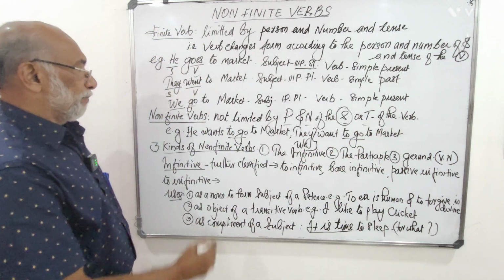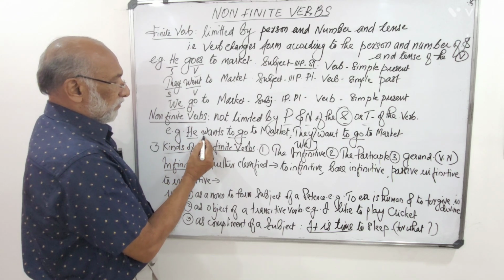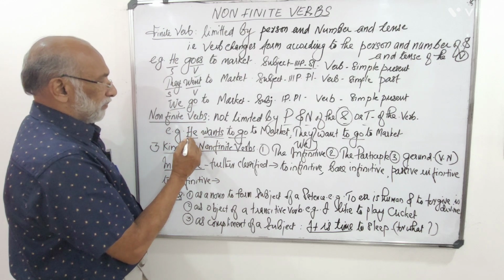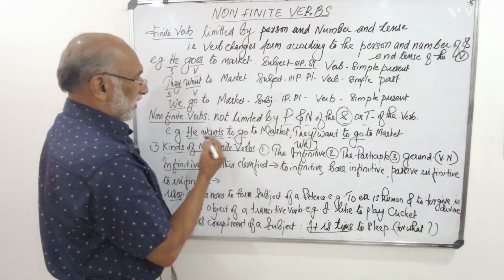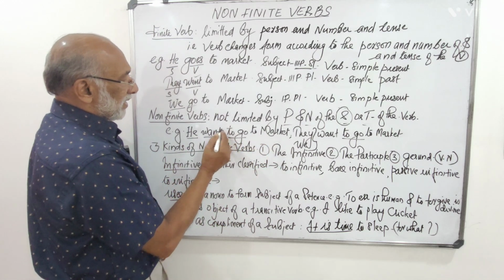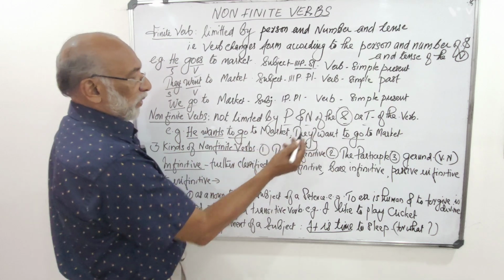See the example. He, this is third person singular. We have used the finite verb once according to the nature of the subject. But to go to market. See, he wants to go to market. This remains the same, whatever may be the subject. Let's go to the other two examples.